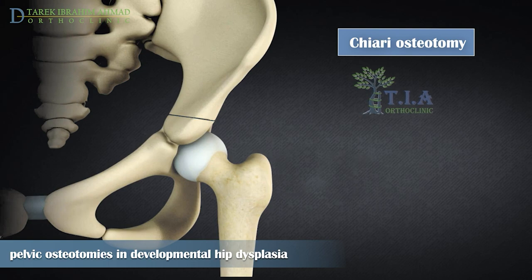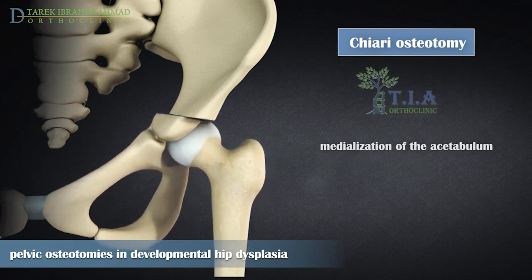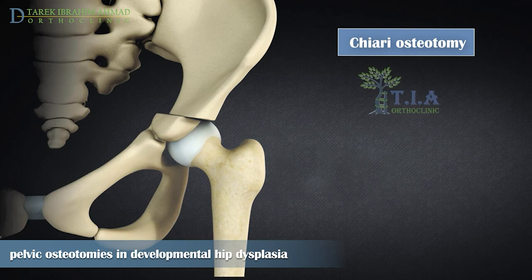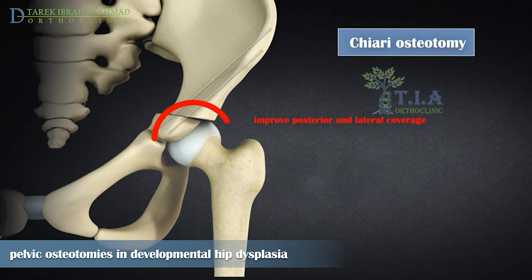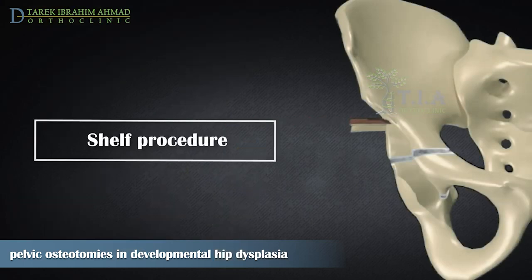toward the sacroiliac joint. It is a single paracapsular osteotomy through the iliac bone of the pelvis with medialization of the acetabulum and hip joint to improve posterior and lateral coverage. The ilium forms a shelf over the dysplastic, subluxated hip. Shelf procedure.